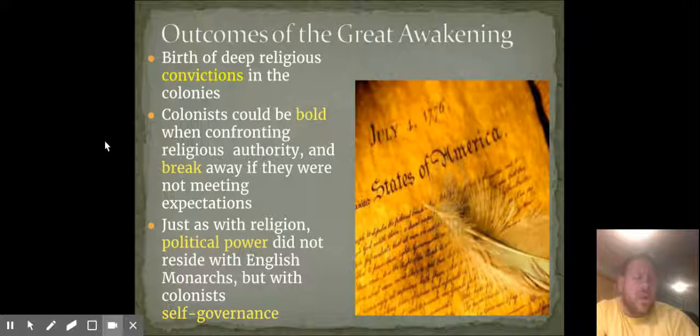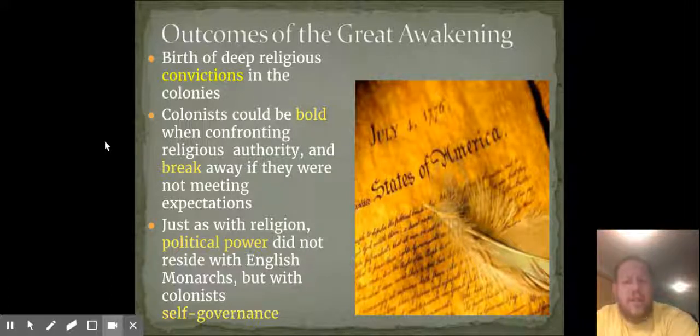And we'll talk more about this in class, but the real outcome of this whole deal is that we start seeing a lot of deep religious convictions in the colonies that are different than those in England. And it's our first example of breaking away too, because instead of being Puritan or being Anglican, we're doing something totally different. And so they're confronting this regular authority you have and saying, nah, not feeling it, right?